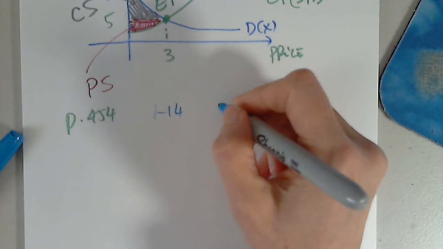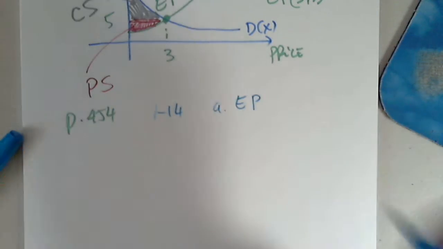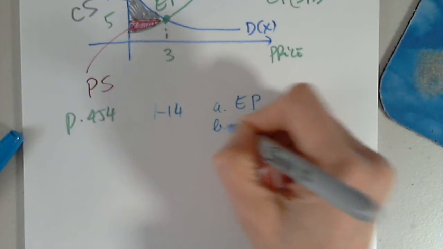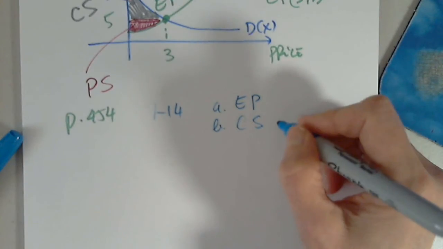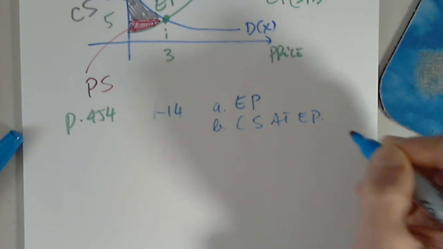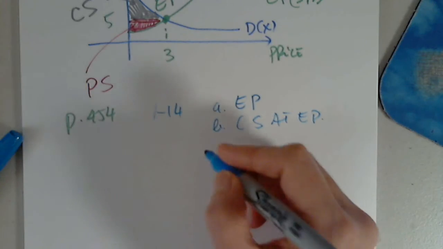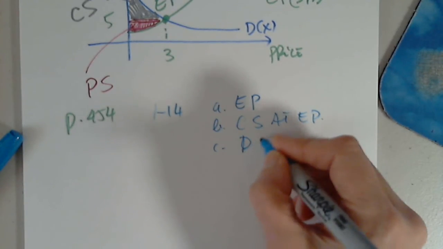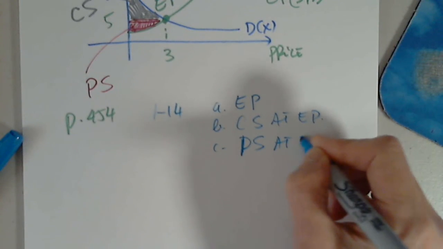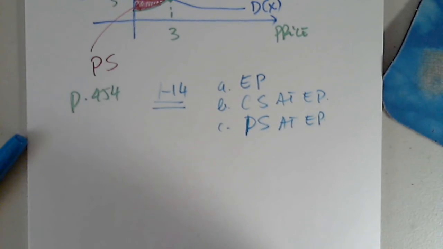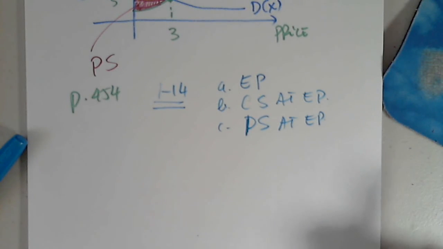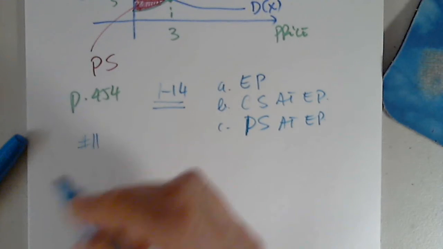So in these problems, we're asked, number 1, part A, to find the equilibrium point. In part B, we're asked to find the consumer surplus at the equilibrium point, and the producer surplus at the equilibrium point. Fine. Does anyone want to choose anything from 1 through 14? Or I will. 11. Where are you, 11?